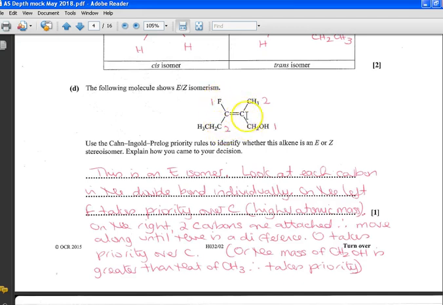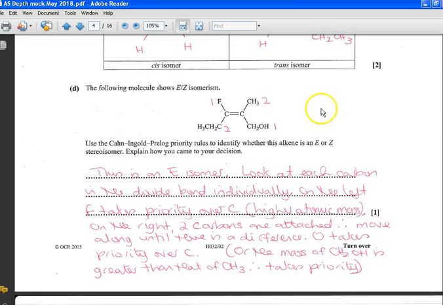On this side, we've got 2 carbons attached to the carbon, so we can't use that atom. We need to move along the substituent as such and find a difference. So here we can see that there is an oxygen and there isn't here. So this one would be assigned 1 because oxygen has a higher priority than carbon. You could add up the masses of the two groups there, and again CH2OH would be assigned 1 because it would have the higher mass.